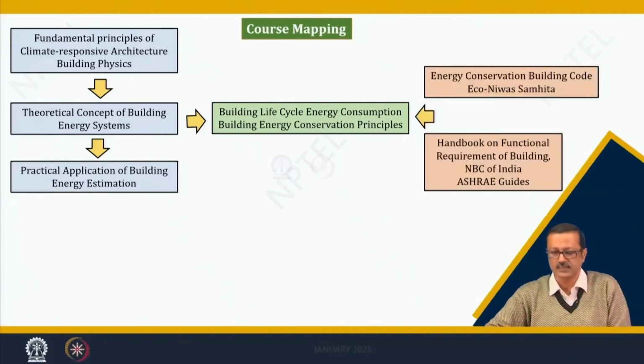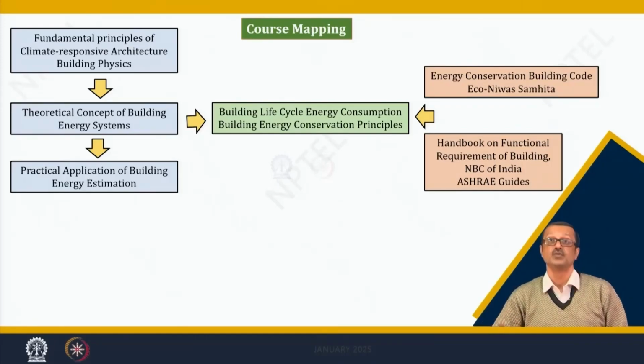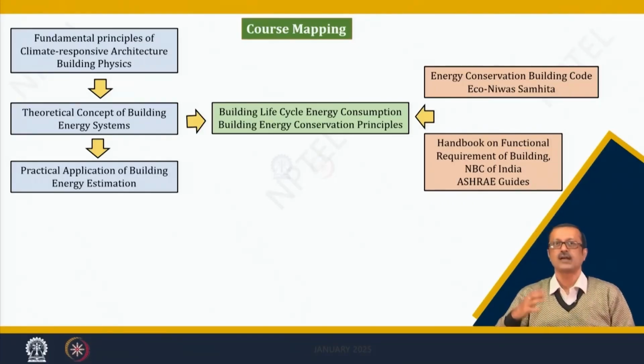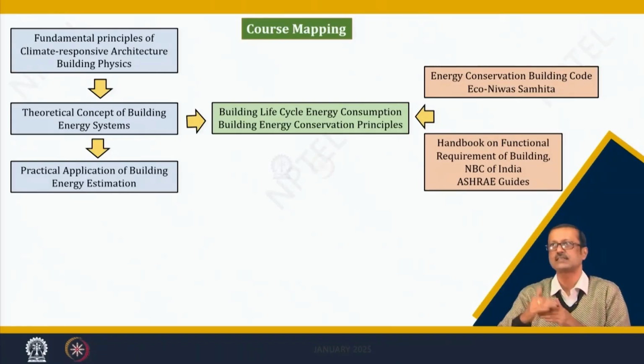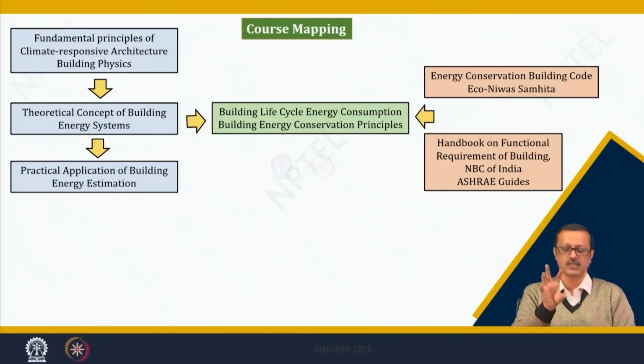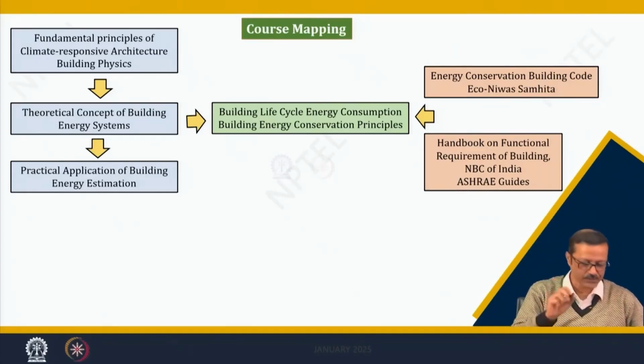Then the other part of it is that there are some handbooks and some codes: we have the ECBC code, we have the Eco Niwas Samhita code given by the Bureau of Energy Efficiency, we have NBC, some ASHRAE guidelines, and some handbooks on the functional requirements of the building. We have to follow what those codes say, and then judge whether my building is not efficient enough, or my building is 50% efficient. We are going to learn how to do that, and again that goes back to my life cycle, mostly on the basis of embodied and operational energy.